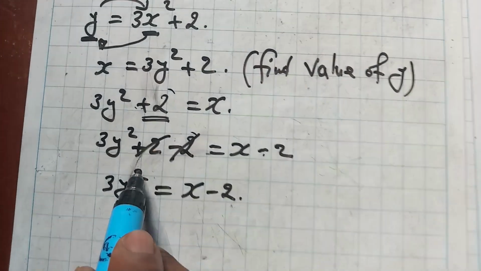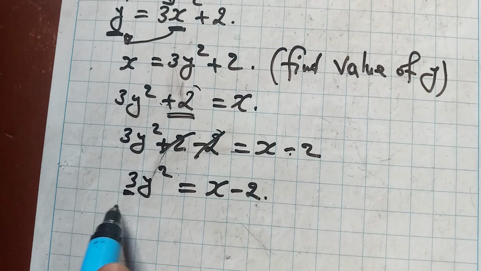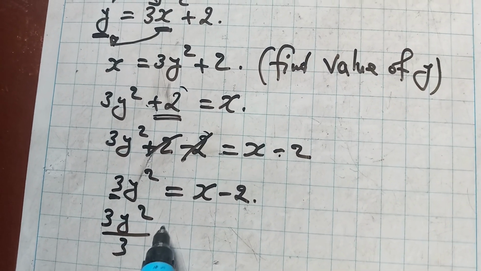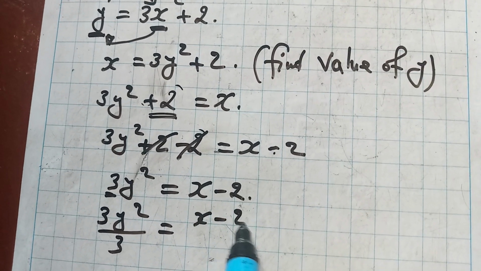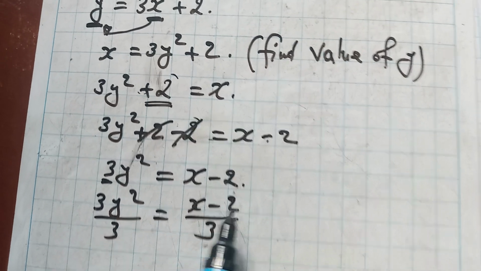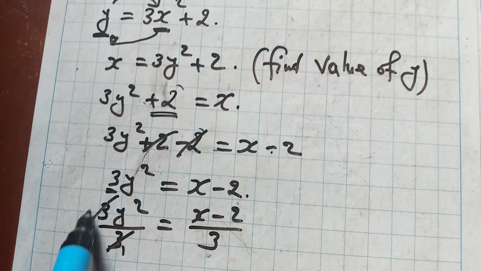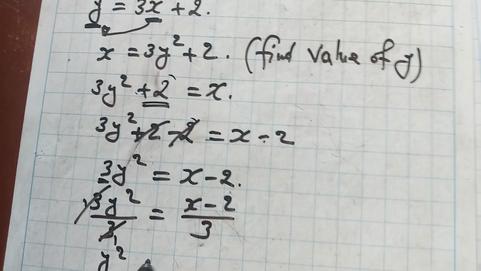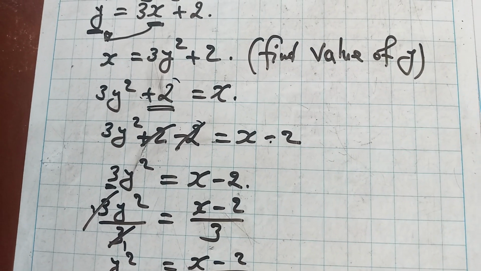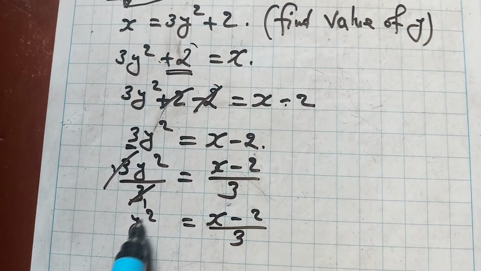Here we have 3y squared. We have to remove this 3 by dividing by 3 on both sides. So 3y squared divided by 3 equals x minus 2 divided by 3. When you divide by 3 here, you divide by 3 here too. Simplifying, we have y squared equal to x minus 2 over 3.